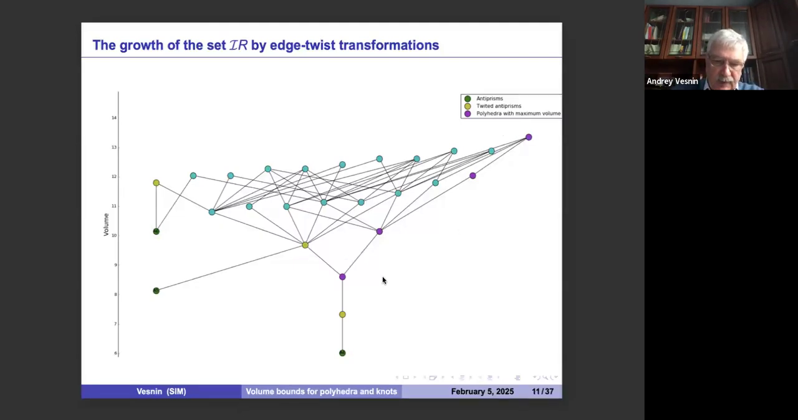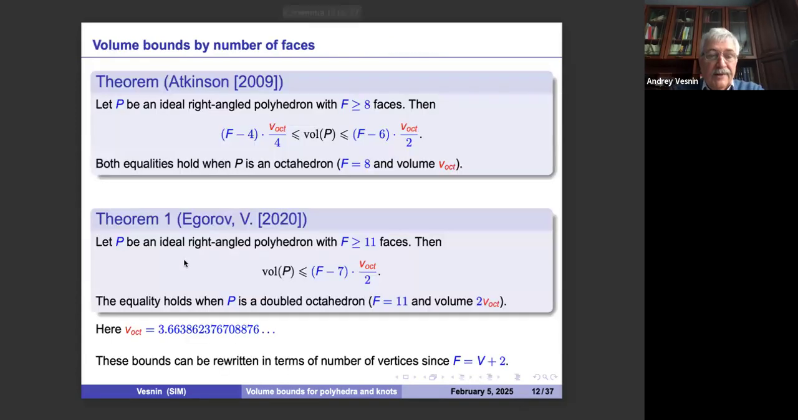And also, to support Erokhovets's theorem, you can see that if you take the antiprism with number 4, you can obtain everything except antiprisms. It's just an illustration of the result. Okay, so we see that there is some kind of very strong rigidity. Everything depends on the number of vertices and combinatorics. And it's natural to ask whether you can estimate the volume of polyhedra combinatorially.